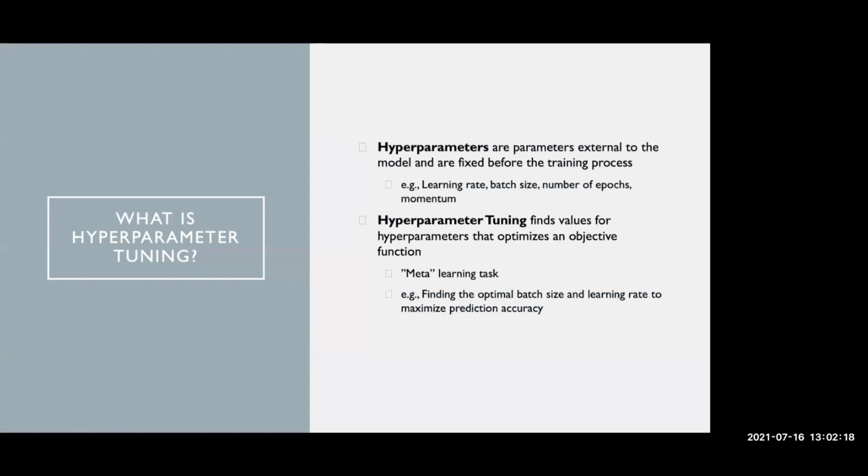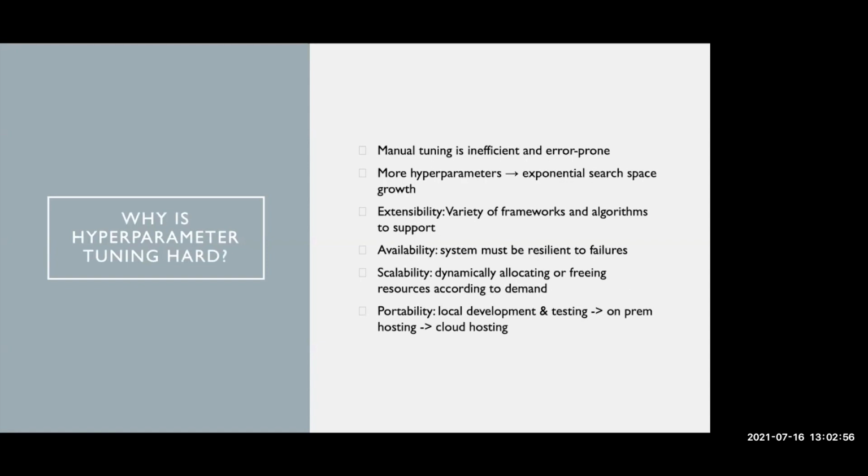So what is hyperparameter tuning? Right. So the hyperparameters are parameters which are fixed before the training process. Examples would be the learning rate, batch size, number of epochs, momentum, etc. The hyperparameter tuning process finds the best hyperparameters for your environment that optimize a particular objective function. So this can be considered a meta learning task. An example would be to find the best learning rate given the model, right, in order to maximize the prediction accuracy.